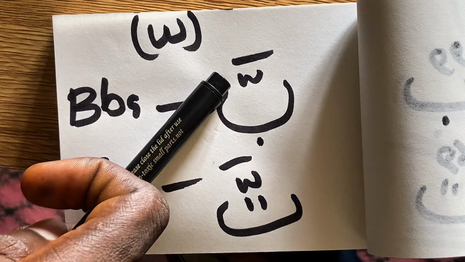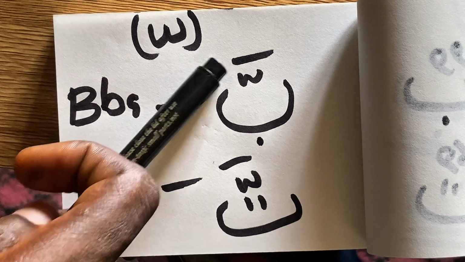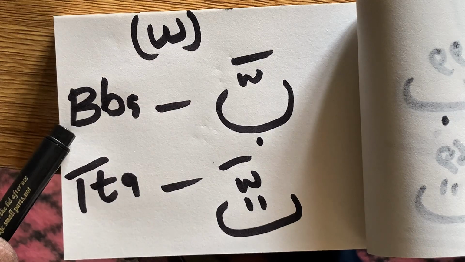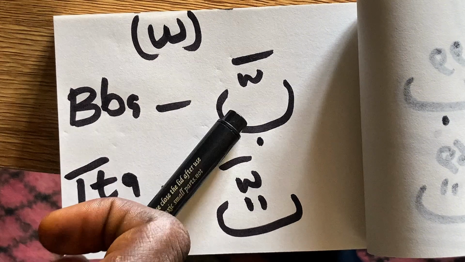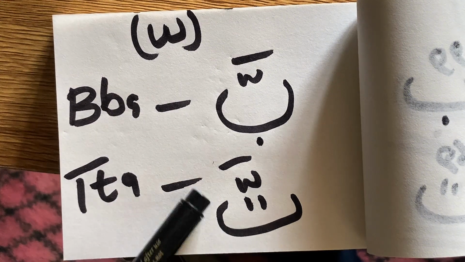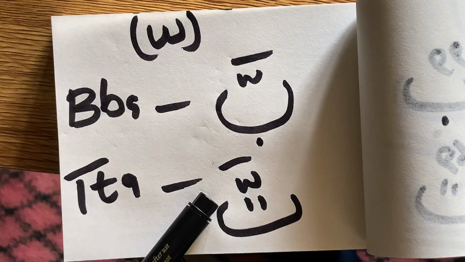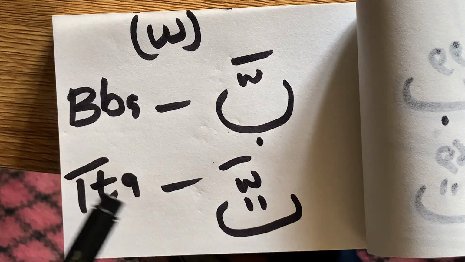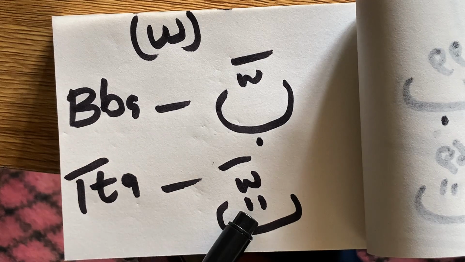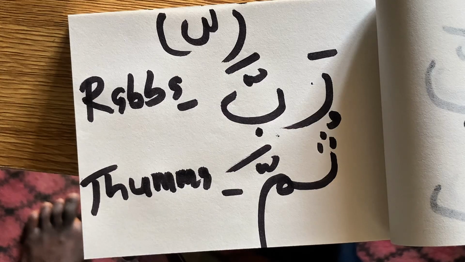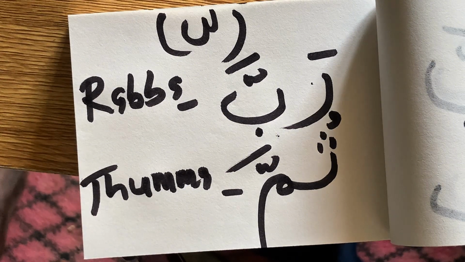Ba'un shaddah fatha, ba. Ta'un shaddah fatha, ta. You can see it. And now these are examples of shaddah in words for better understanding.